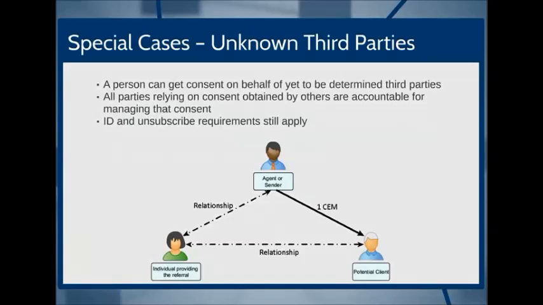Special cases. There are special cases defined under CASL that include unknown third parties. So in the picture that you're looking at right now, the person in the green t-shirt may have a relationship with a potential client in the blue t-shirt, and we would be acting as the agent or sender. In this situation, the lady in the green t-shirt is going to give us a potential referral to the client. She has an existing relationship with them. She also has an existing relationship with us as the agent or sender.